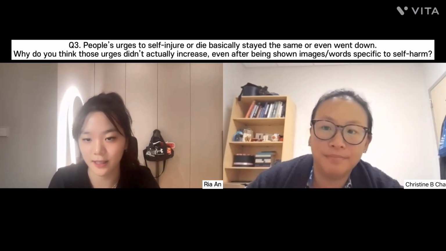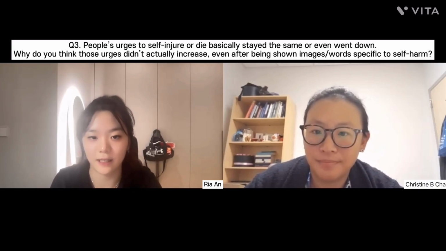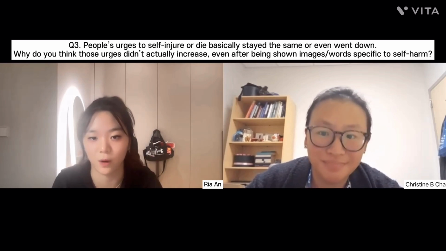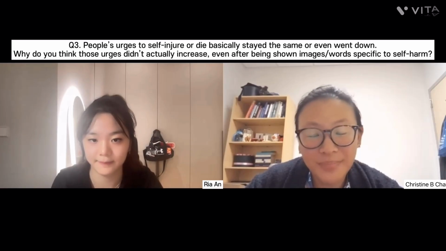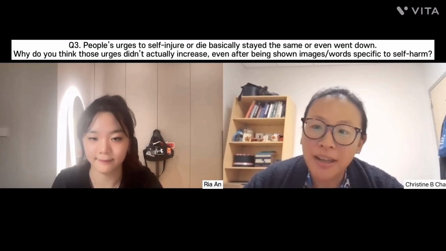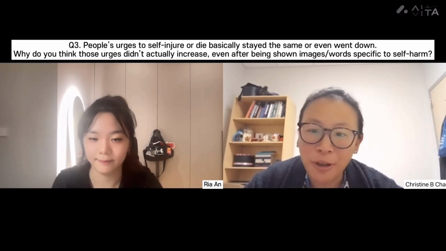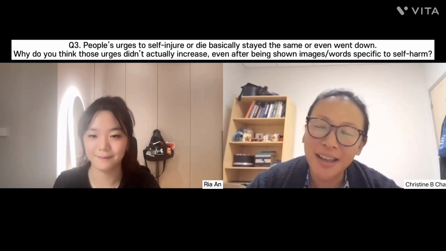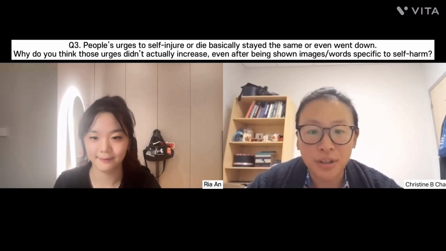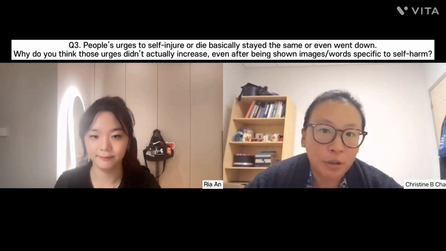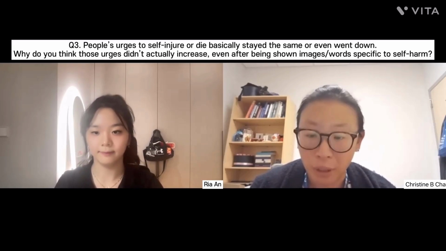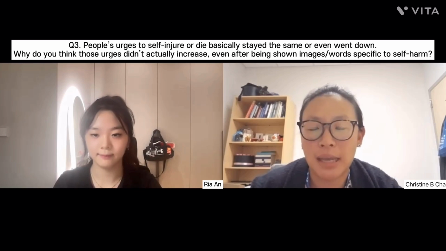Moving on to our next question, we saw that people's urges to self-injure or die basically stayed the same or even went down a little in some cases. Why do you think those urges didn't actually increase even after being shown images and words specific to self-harm? Yeah, it's a great question. As a youth mental health researcher and clinician, it's a relief to see, and not necessarily surprising, because I wasn't observing a visible increase in suicide risk or self-harm risk when I would observe each of these individuals taking these tasks.